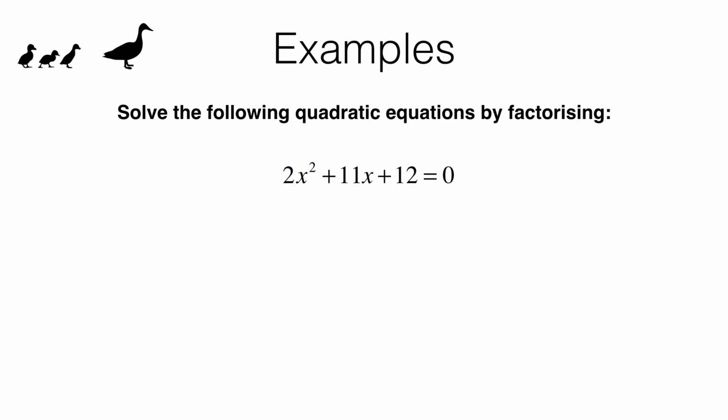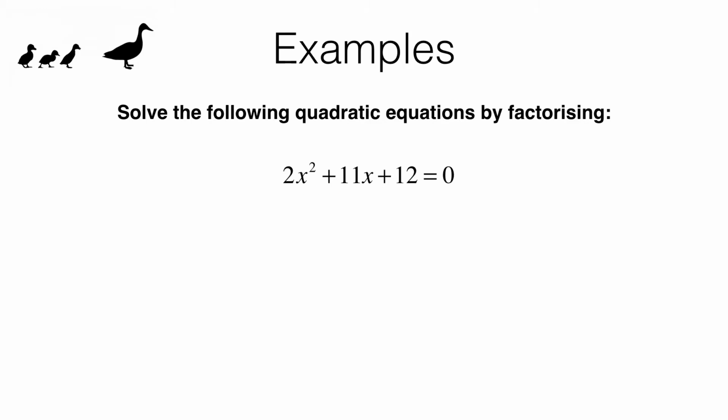Now, let's take a look at this example. We want to solve 2x squared plus 11x plus 12 equals 0. That means we want to find the value or values of x that satisfy this equation. Now, based on what it says in the question and what we've seen in the previous two videos, you should see where this is going. What we have to do is factorise the left-hand side here. So, let's factorise this expression.